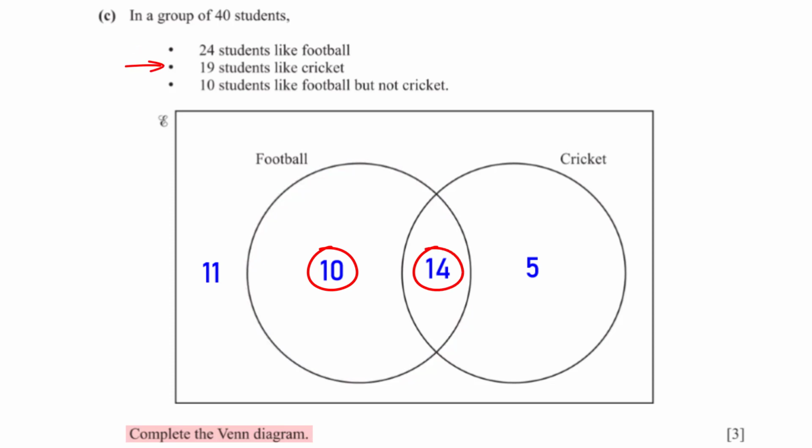We've also been told 19 students like cricket. This means 14 plus the number in this region should give us 19. So to get the number in this region, we subtract 14 from 19, which gives us 5. We are told there are 40 students in total. 10 plus 14 plus 5 gives us 29. So to get the number of students who do not like football and do not like cricket, we subtract 29 from 40, which gives us 11.